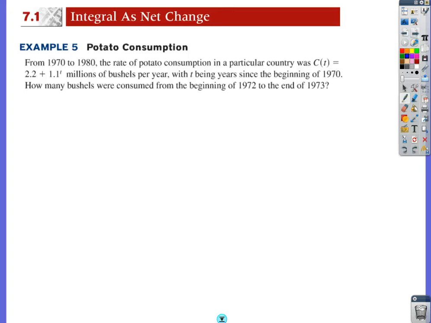So I want to know how much was eaten up. That's going to require that integration part because that's how I sum things up. So I want the integration of 2.2 plus 1.1 to the T, millions of bushels, dT. This is in millions of bushels per year, and they want me to do this over years, so when I get done, millions of bushels per year times years, bingo. That'll get me what I'm looking for, millions of bushels. That's what I want at the end. All right, cool. From 1972 to 1973. All right.